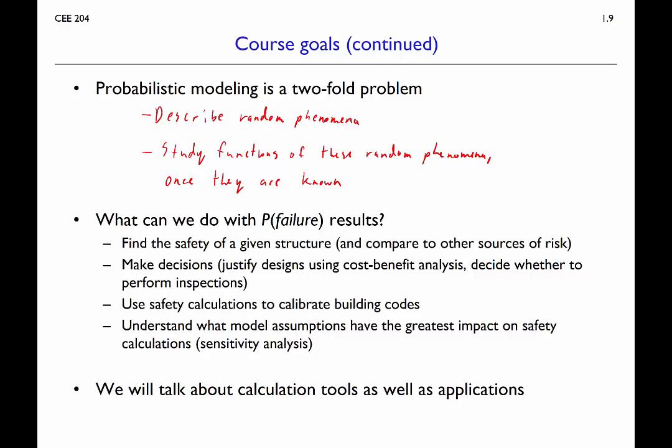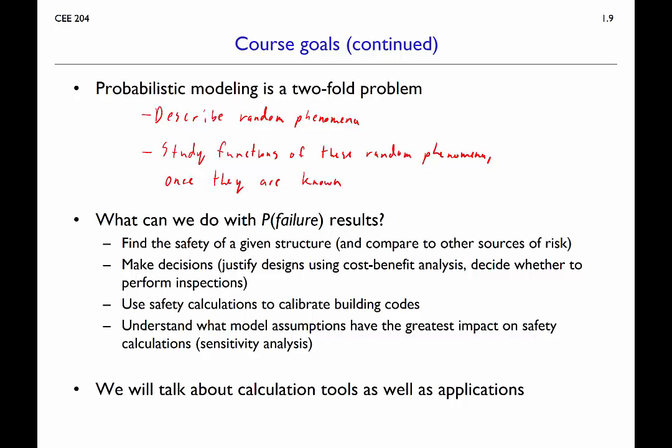Okay. We'll also use these types of calculations to calibrate building codes, right? Building codes have lots of rules and parameters in them, and you're generally not evaluating integrals relating to probabilities when you're using a building code, but a lot of those rules are calibrated via calculations of the type that we'll develop in this class. And so we're going to talk about the relationship of these calculations to calibrated building codes and how one would calibrate a building code using these types of calculations.